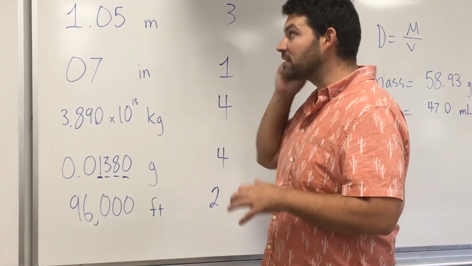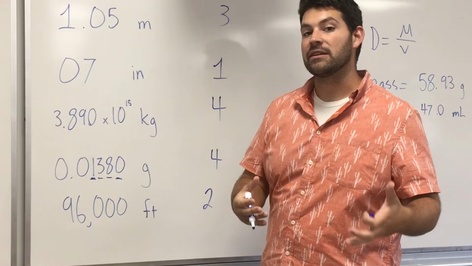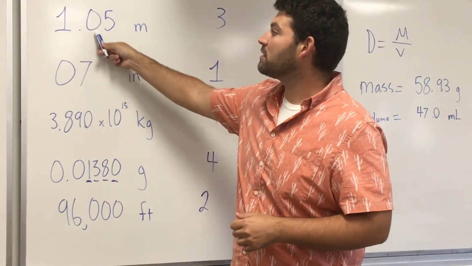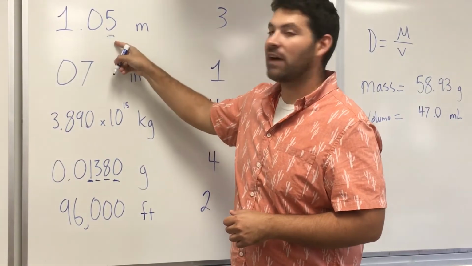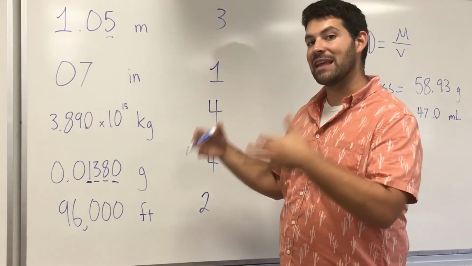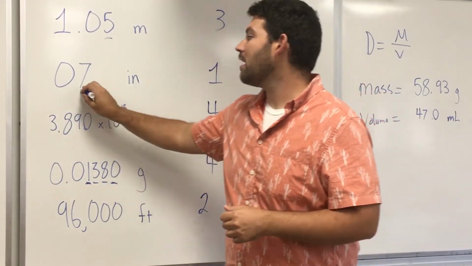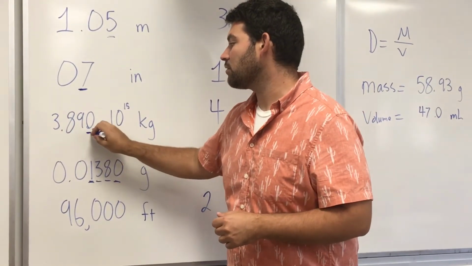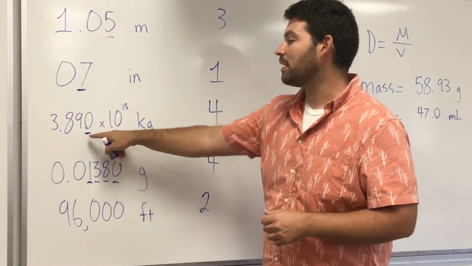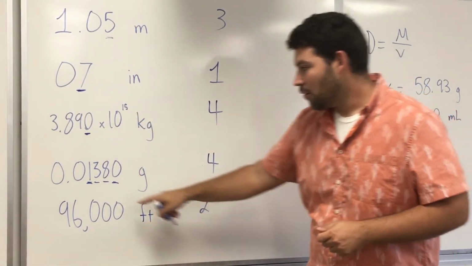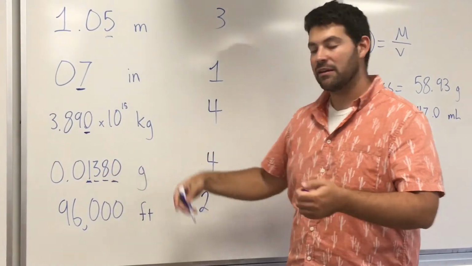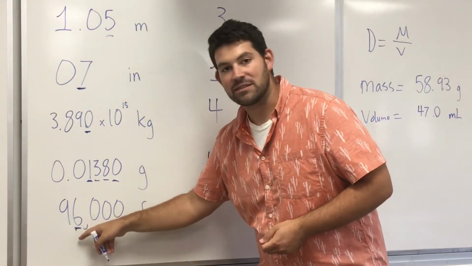What these significant figures tell us is the certainty in our measurements. We're certain of the 1, we're certain of the 0, we're not so certain of the 5. Right? We're never certain of the last significant figure. We're not so certain of this 7 in the 7 inches. We're not so certain of this last 0 in the 3.89 times 10 to the 15th. All right? We are not certain of this 0. We're certain of the 1, the 3, and the 8. And we're not so certain of this 6.